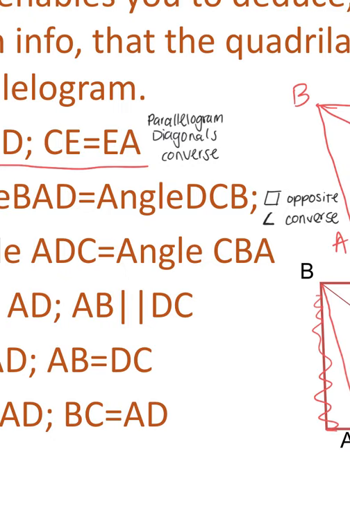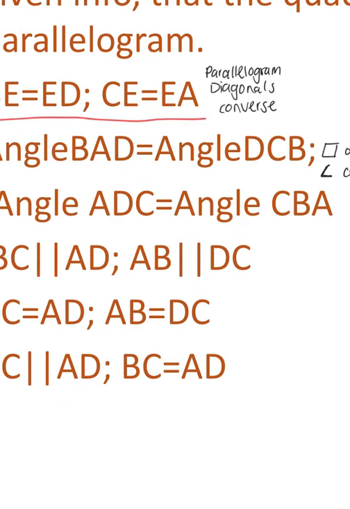All right, BC is parallel to AD. AB is parallel to DC. This one is just an example of the definition of a parallelogram, okay? This is the definition of a parallelogram.